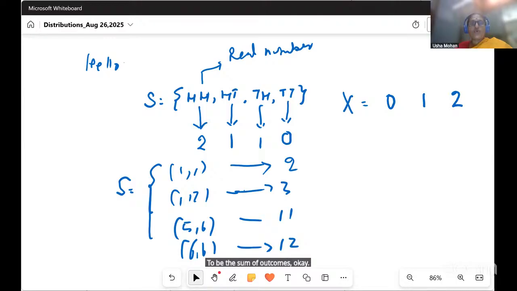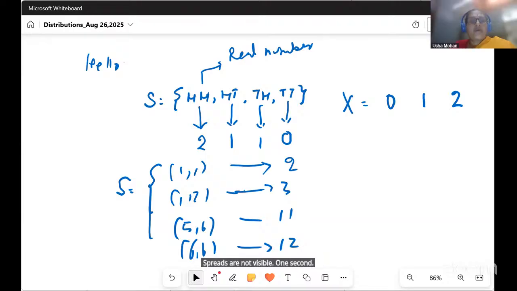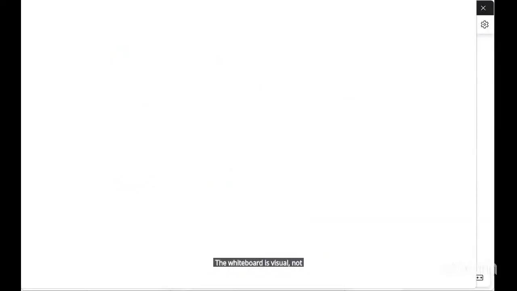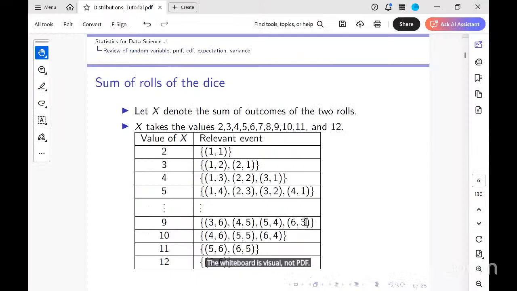of the two rows, you can Ma'am, see your that slides are not visible, ma'am. slides are not visible. 1 second. Whiteboard is visible, not PDF. Okay, 1 second. Yes, ma'am. Now, is the slide visible? Yes, ma'am. Yes, ma'am. Okay.